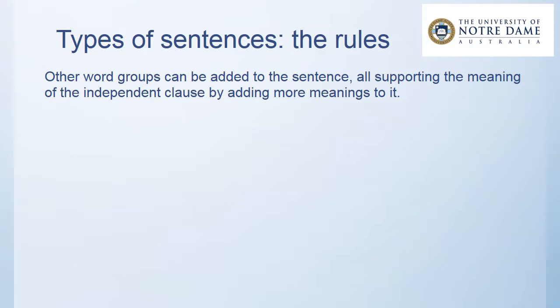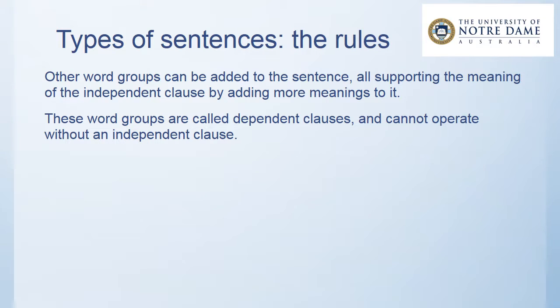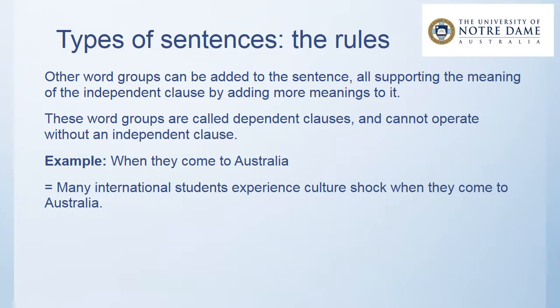Other word groups can now be added to the sentence, all supporting the meaning of the independent clause by adding more meanings. These word groups are called dependent clauses. They cannot operate without an independent clause. They must be together. For example, when they come to Australia, this is a dependent clause. It needs another part. If we add our previous example, many international students experience culture shock when they come to Australia. Now it's a complete sentence and it makes sense.